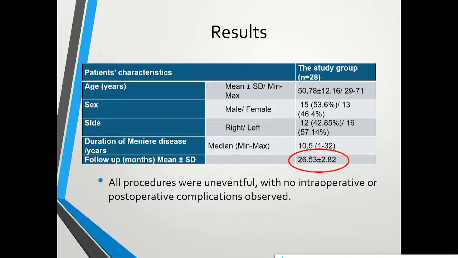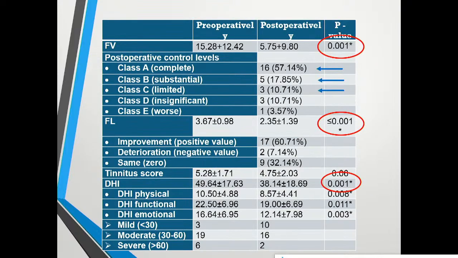We had a follow-up period slightly larger than 2 years. We had no significant complications. The early results showed significant improvement in the frequency of vertigo attacks, complete or class A control of vertigo in nearly 57% of cases, and substantial control of vertigo in nearly 17% of cases.